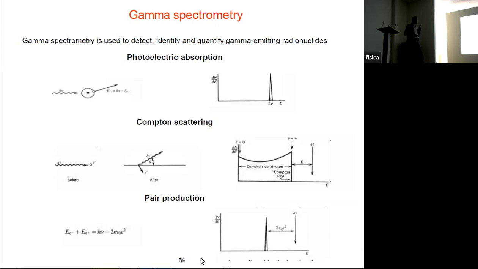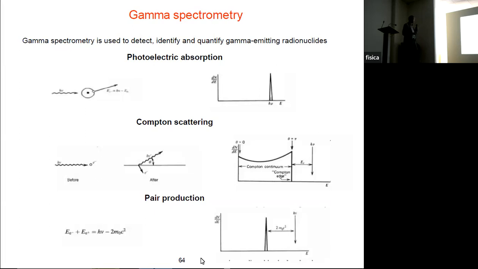And the third process which can happen is pair production. Here, all the energy goes to an electron and positron, and we have this peak, and the energy of this peak corresponds to this value, which is equal to the energy of the gamma ray minus 2 electron masses, which is equal to 1.42 MeV. I mentioned it in my previous lecture.